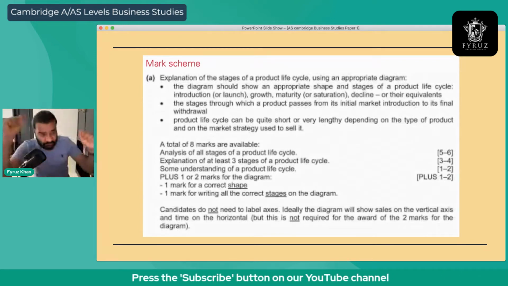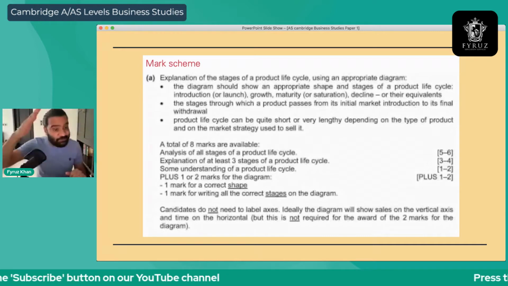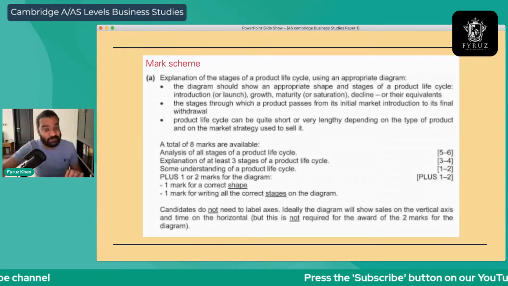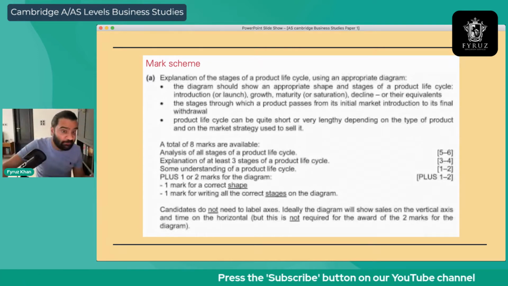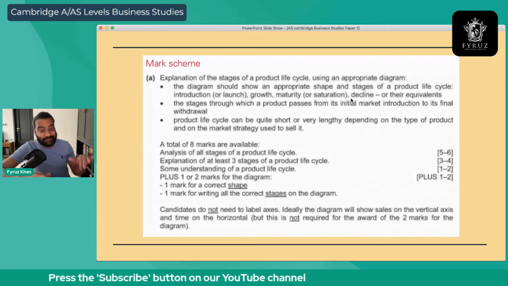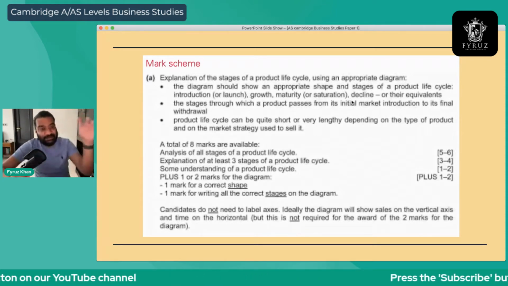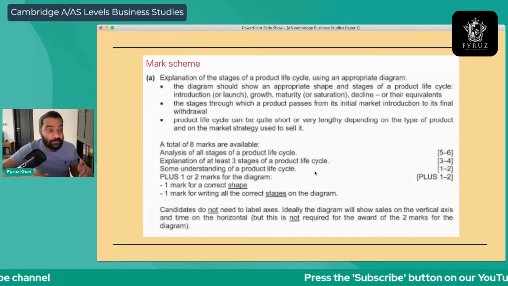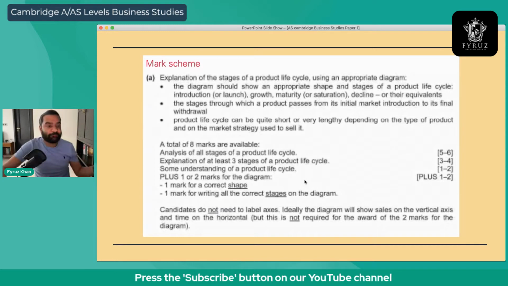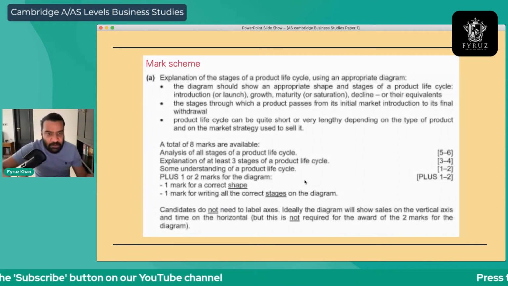However, for product life cycle, we need to draw the diagram, and we need to show the 4 or 5 different stages. For example, research and development, introduction, growth, maturity, decline, and then you need to explain each stage, and what happens in each stage. Okay, so that's the mark scheme, and let's look at it.